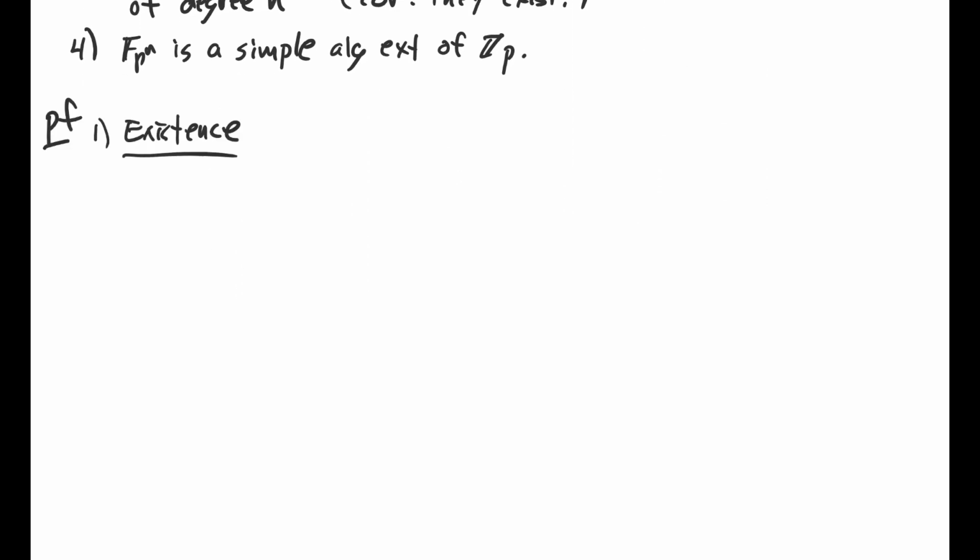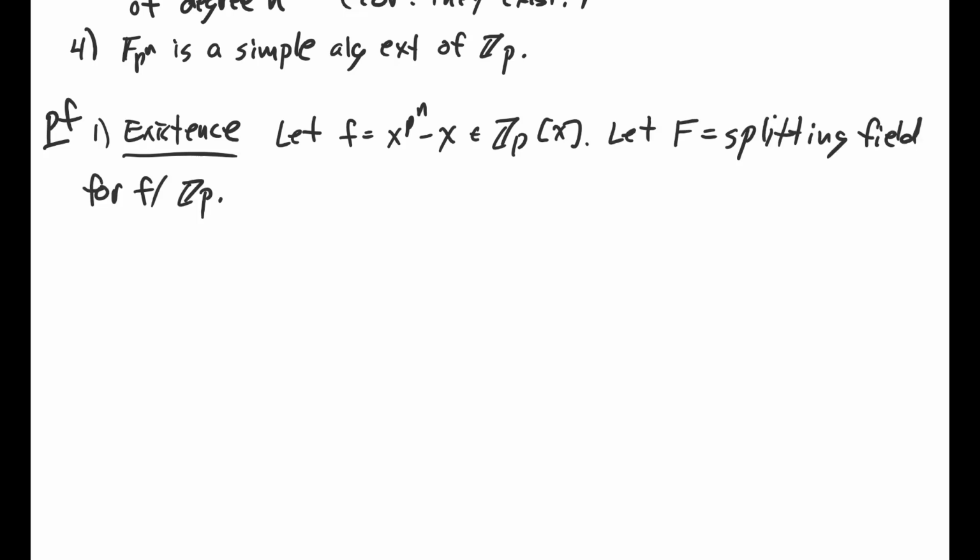Let's start with 1 and existence. We'll actually do 2 along the way, but existence actually takes the most work. And it's a very clever argument. Go ahead and start with this polynomial that we claim is going to control everything. The f, it will be x to the p to the n minus x. Let's write F for the splitting field for f over Z mod p. And we believe, of course, if we believe the statement of the theorem, that this will end up actually being the field with p to the n elements. But we don't know that now, but we do have it as a splitting field.